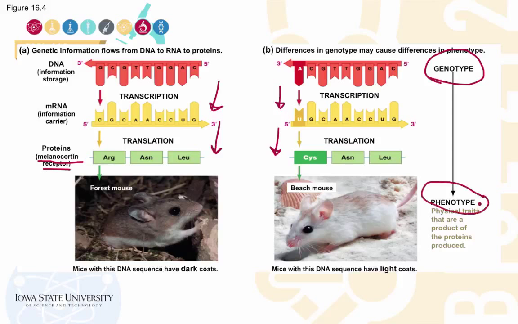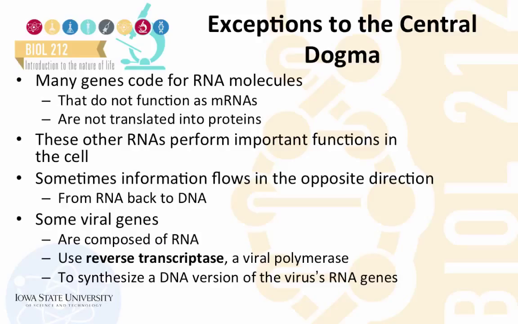Although most of the time genes ultimately code for protein molecules, there are certain exceptions. Many genes, for example, code for RNA molecules that do not function as messenger RNAs. There are other kinds of RNAs that are produced within the cell that do not get translated into proteins. Even though these RNAs don't get translated into proteins, they serve important functions in the cell.